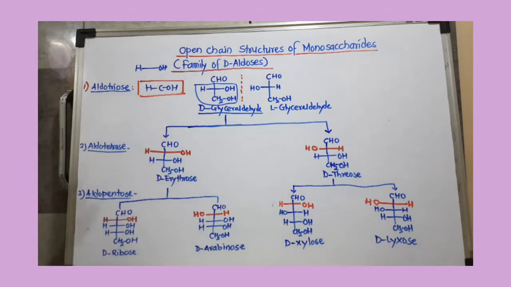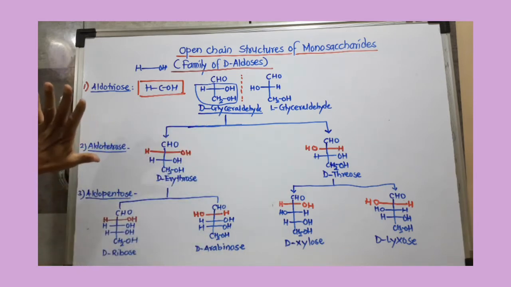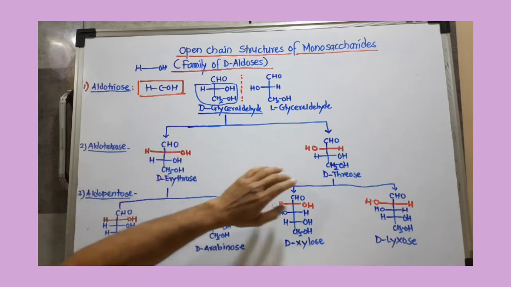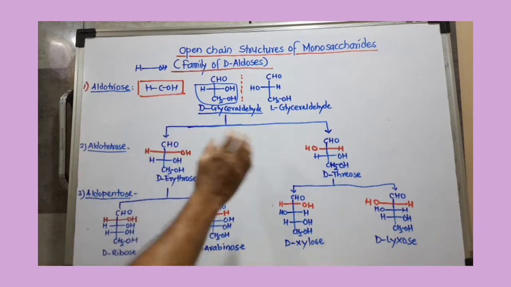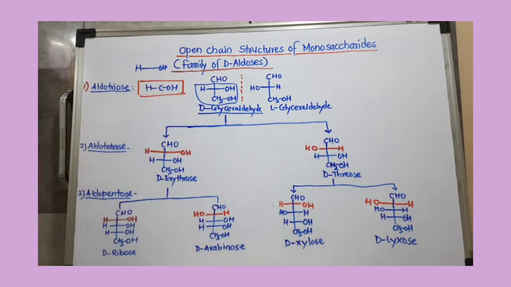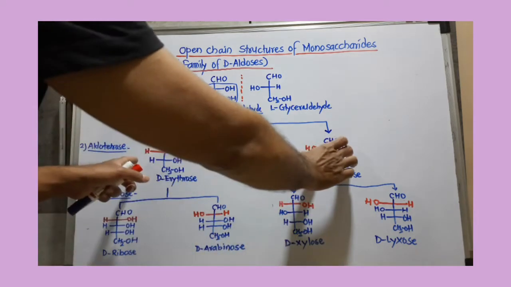Now see, while adding this, you have to draw 2 structures every time. In one structure, OH is toward the right hand side. In another structure, you just exchange, where the OH is toward the left hand side. So in this way, from one glyceraldehyde you can draw two structures.